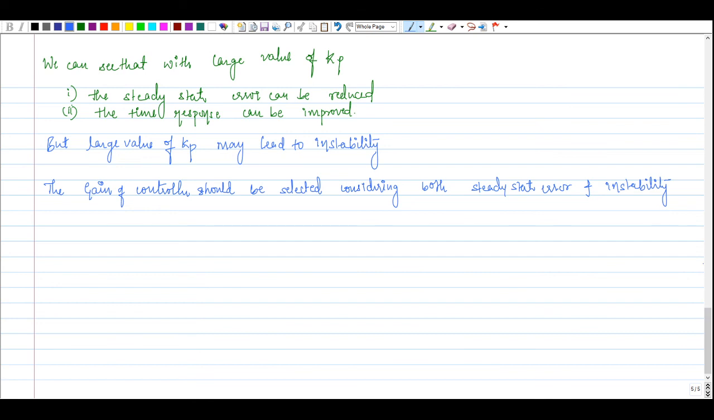So if you want a more stable system, you have to compromise with the steady state error and time response. And if you require a very low steady state error, then you have to compromise with the stability margin.